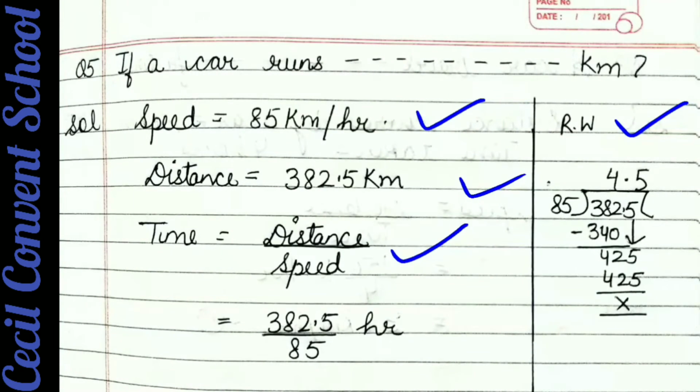382.5 you have to divide by 85. You can do cutting also. Otherwise I am doing direct division. 85 4s are 340. You can do multiplication in rough work. 2 minus 0 is 2. 8 minus 4 is 4. Now 42 is smaller than 85. Now we take a 5 down. But you know 5 is after the decimal, so we put a decimal in the answer also. Clear? Then I take a 5 down. Now 85 5s are 425. So the answer will be 4.5 hours. Clear? In this manner we do question number 5.